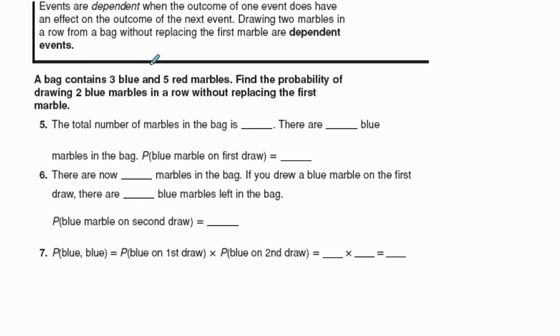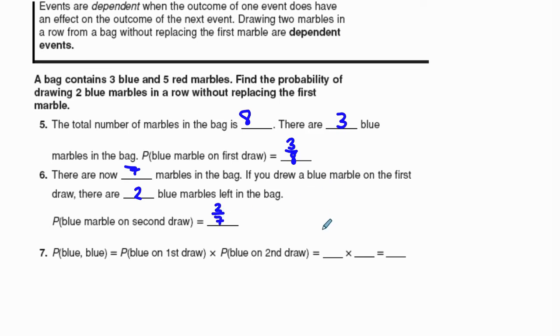Okay, so the total number of marbles in the bag, 8, 3 plus 5. Okay, and then there are, how many blue? 3 blues in the bag. So the probability of getting a blue on the first draw is 3/8. Once we take 1 out, there are now 7 marbles in the bag. And if we got what we wanted the first time, we have 2 marbles that are blue left. So on that second one, we have a 2 out of 7 chance.